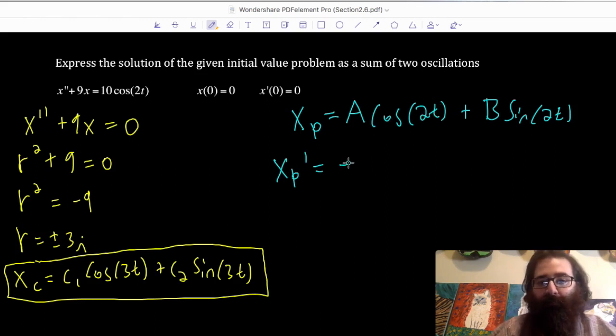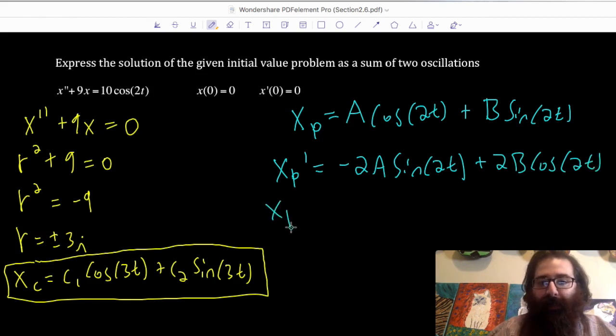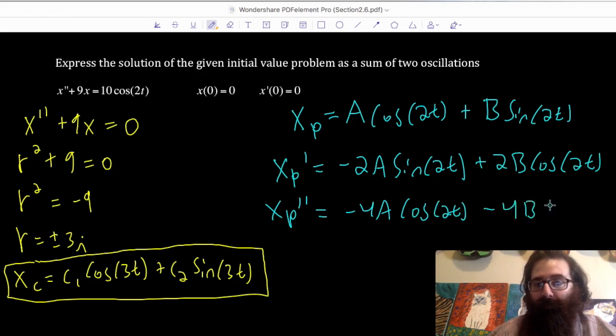Because when I go and differentiate here, derivative of cosine is negative sine, and then chain rule with our inner derivative, we get negative 2a sine of 2t. And then derivative of b sine of 2t, again chain rule, gives us plus 2b cosine of 2t. And when I differentiate again, my second order derivative is going to give me negative 4a cosine of 2t. And then here I'm going to get negative 4b times sine of 2t.